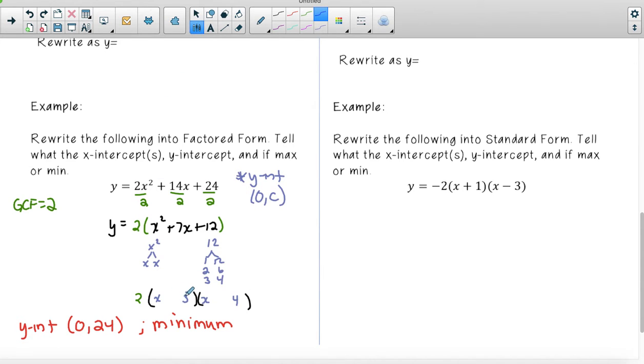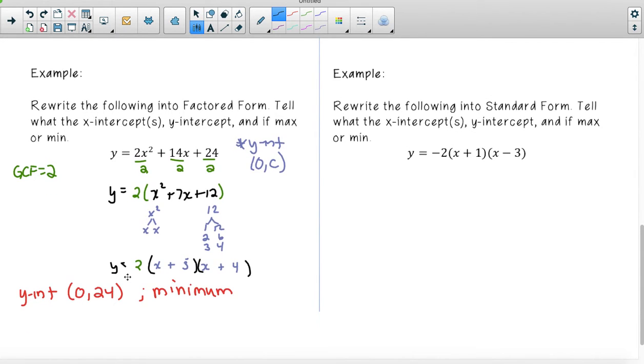So I know I can have a positive 3 and a positive 4. So I'll have x plus 3 and x plus 4. So if I were to rewrite this, I would rewrite this as y equals 2 parentheses x plus 3, close parentheses, parentheses, x plus 4. So my two linear factors are x plus 3 and x plus 4. That allows me to find my x-intercepts. My x-intercepts come from our linear factors.